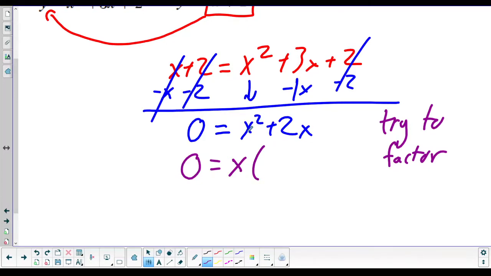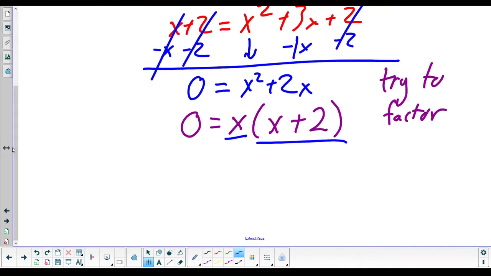Okay, we had 2 x's. I took 1 out. That means there's going to be 1 left. Here, I had 2x. Took the x out. I still have the plus 2. Okay, so this is factored. Now what you do is you set these two factors. This is a factor, and this is a factor. Set them both equal to 0, and that will give you your x's.